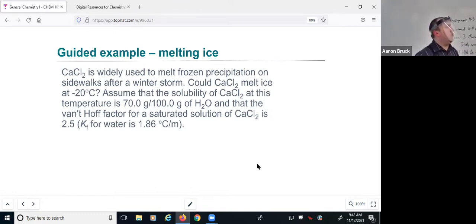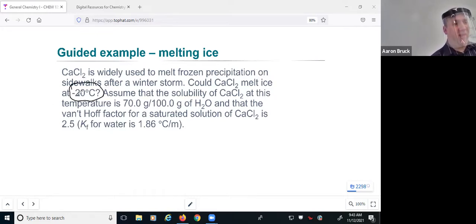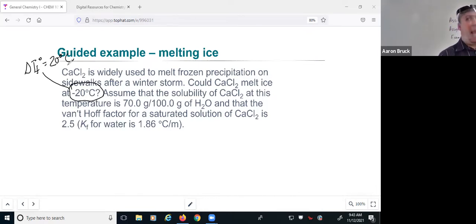Okay, this is a little bit more complex of a problem, but it's still doable. We just need to know what it is that we are doing. So ultimately, we can approach this in one of two ways. We can either start with our value here and say, okay, that means that the freezing point depression has to be 20 degrees, and then work backwards to figure out what the molality of the solution would be for that particular freezing point depression.